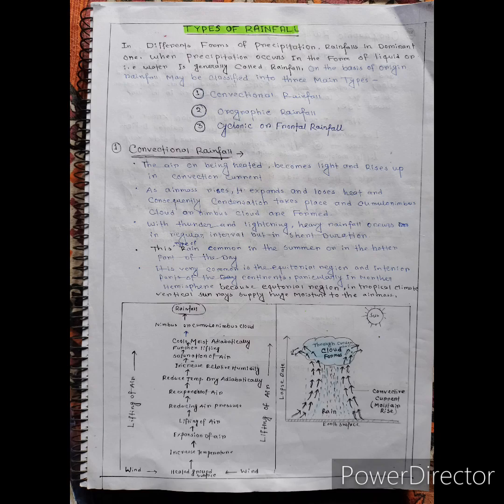because if you look at the world map, the northern hemisphere has a lot more land than the southern hemisphere. As a result, the northern hemisphere warms faster than the southern hemisphere in summer season. So this is all about convectional rainfall.